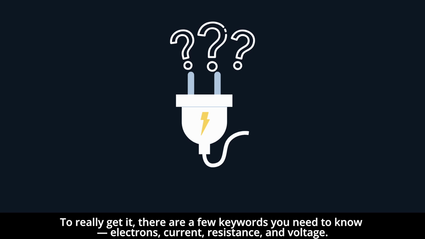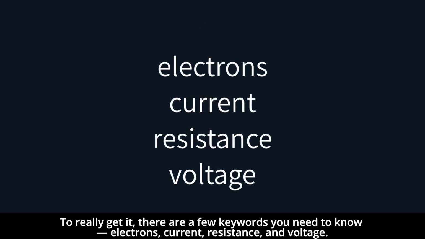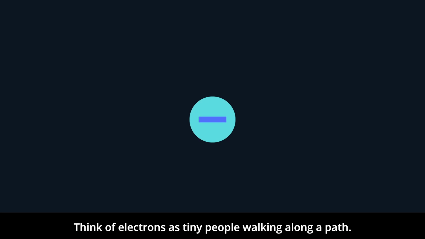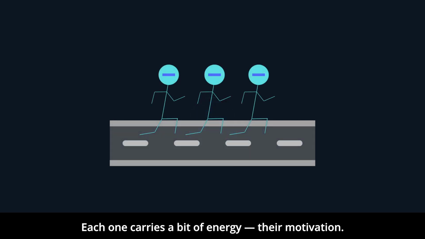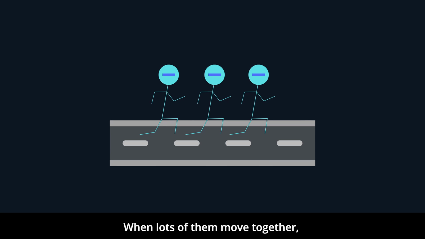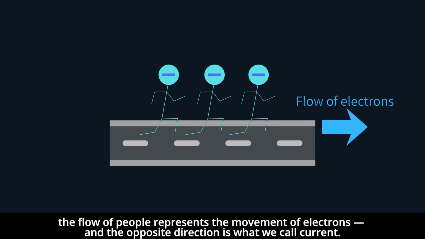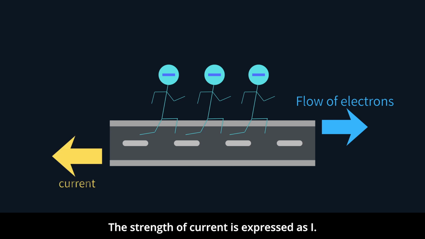To really get it, there are a few keywords you need to know: electrons, current, resistance, and voltage. Think of electrons as tiny people walking along a path. Each one carries a bit of energy, their motivation. When lots of them move together, the flow of people represents the movement of electrons, and the opposite direction is what we call current. The strength of current is expressed as I.